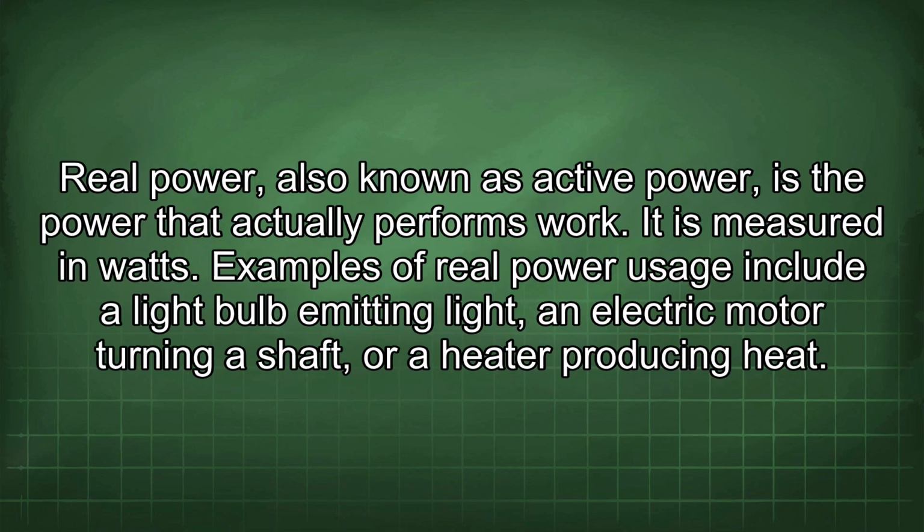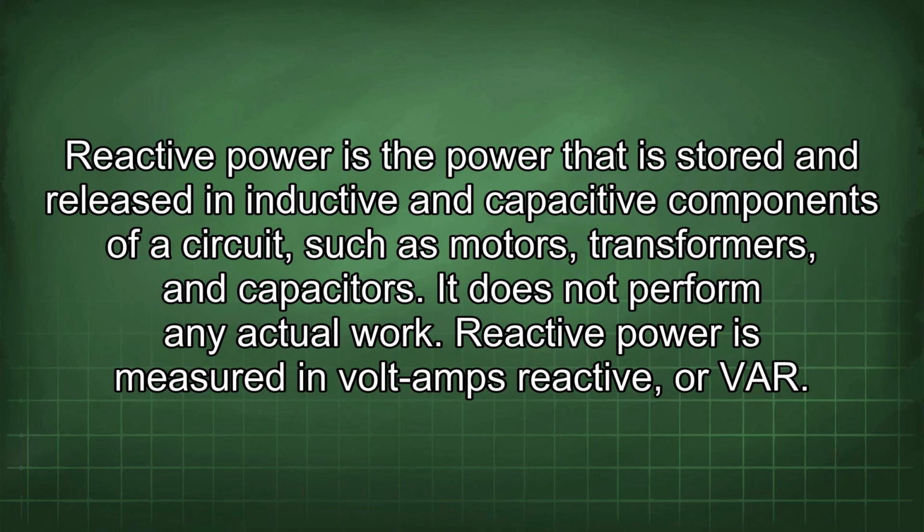Real power, also known as active power, is the power that actually performs work. It is measured in watts. Examples of real power usage include a light bulb emitting light, an electric motor turning a shaft, or a heater producing heat. Reactive power is the power that is stored and released in inductive and capacitive components of a circuit, such as motors, transformers, and capacitors. It does not perform any actual work. Reactive power is measured in volt-amps reactive, or VAR.